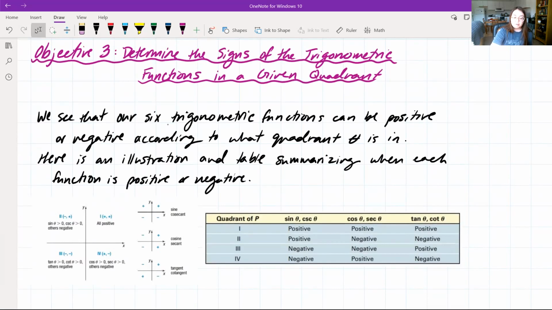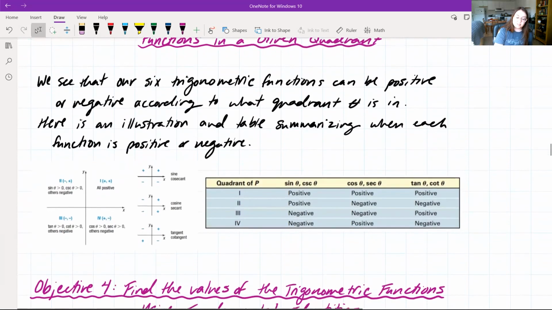Then for objective 3, we want to determine the signs of the trigonometric functions in a given quadrant. So we see that our 6 trigonometric functions can be positive or negative according to what quadrant theta is in. We kind of went over this already when we were working with our multiple integers of specific angles. So here's an illustration and table summarizing when each function is positive or negative. So we're going to zoom in on this a little bit.